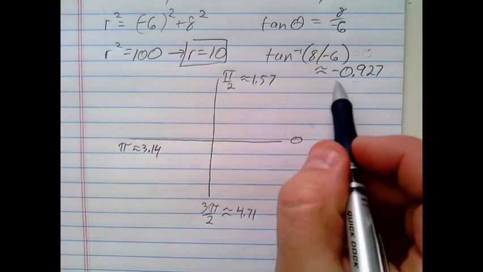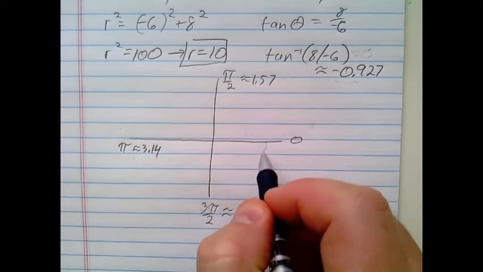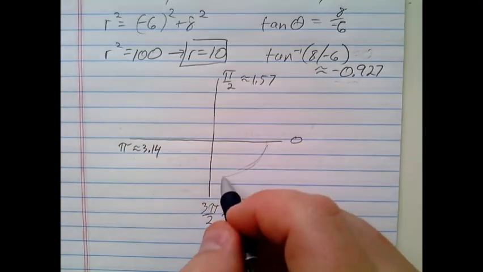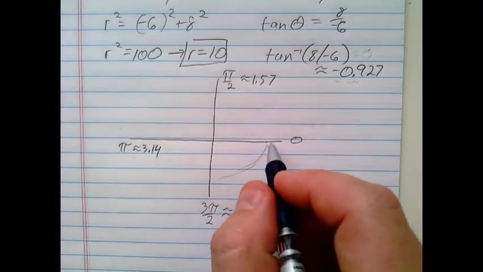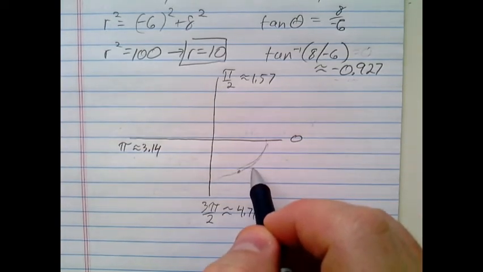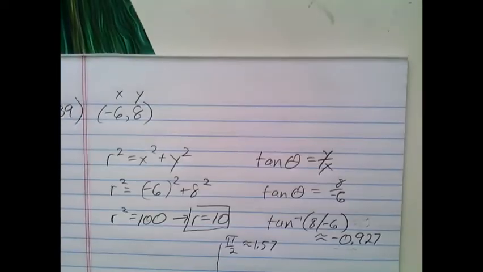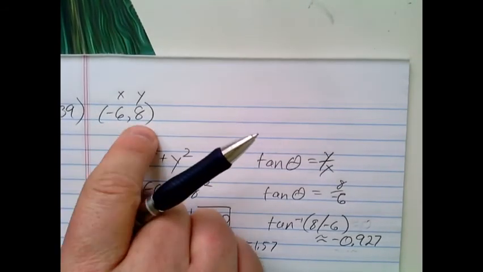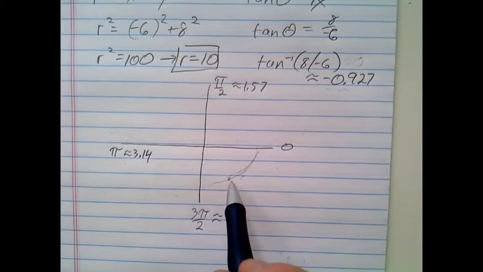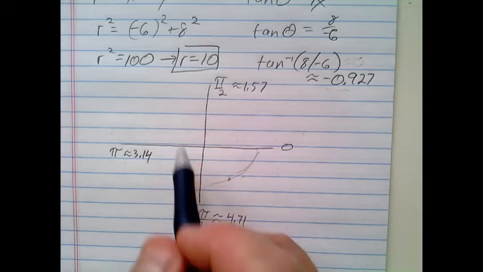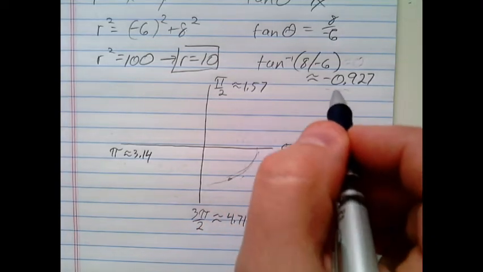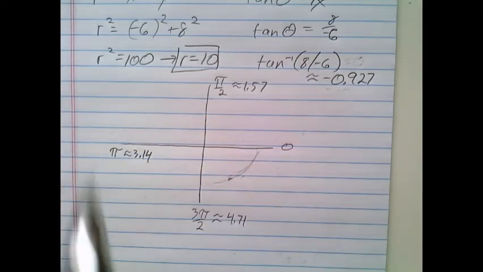It helps me figure out where this is. This is negative, so I know I'm going clockwise. But 0.9 is less than 1.57, so I know I'm not going to make it all the way to the y-axis. I'm going to make it maybe this far. So that angle is in quadrant 4. But check this out. Our point is left and up. Negative 6, positive 8. So my point shouldn't be in quadrant 4. It should be in quadrant 2. Left and up. So tan inverse gave me an angle in quadrant 4. I'm going to have to add pi to that in order to get the angle that I want.